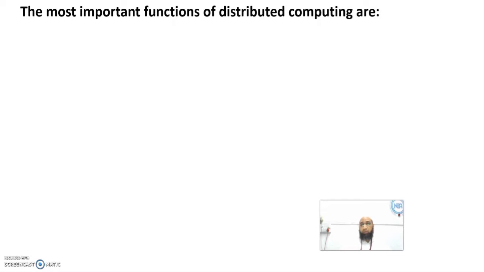So the most important functions of distributed computing are, first, resource sharing. What do you mean by this resource sharing? Whether it is hardware or software or data, it can be shared. The second is openness. How open is the software designed to be developed and shared with each other? Means everything is open as nodes communicate with each other.